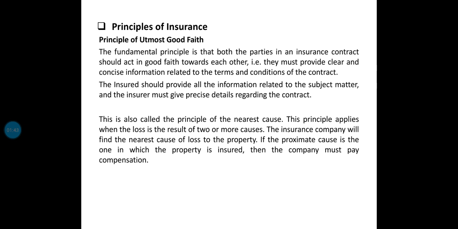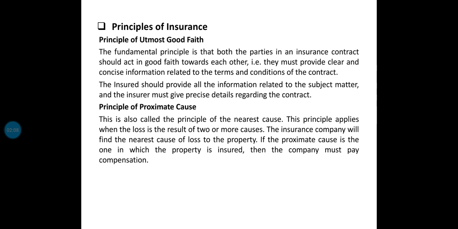The second principle is the principle of proximate cause. This is also called the principle of the nearest cause. This principle applies when the loss is the result of two or more causes. The insurance company will find the nearest cause of the loss of the property. If the proximate cause is one against which the property is insured, then the company must pay compensation.